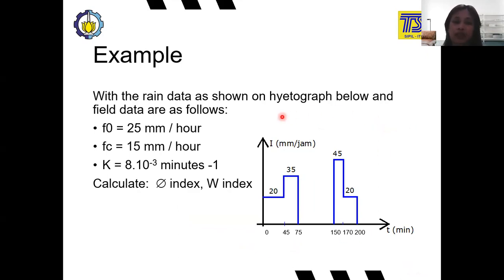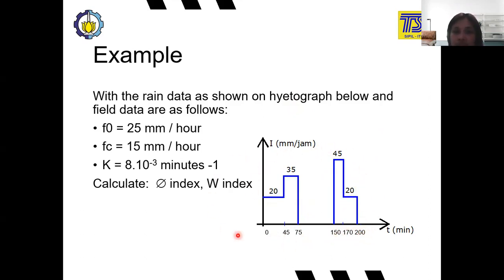For example, here we have the data of the rain as shown on this hydrograph. As you can see here, the rainfall is happening in 200 minutes. From the minute 75 until 150, there's no rain at all, and then it begins raining again during the minutes of 150 until 200.